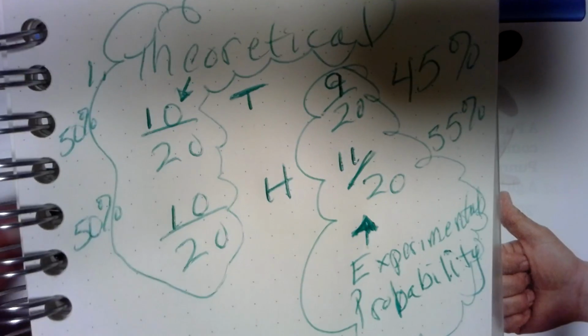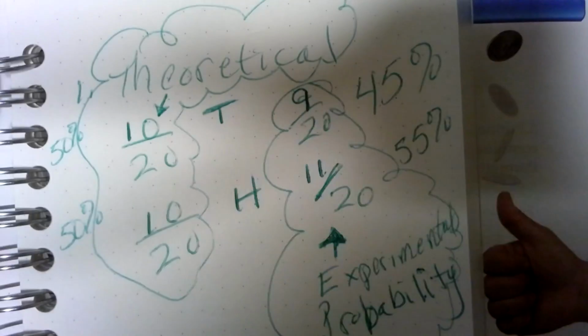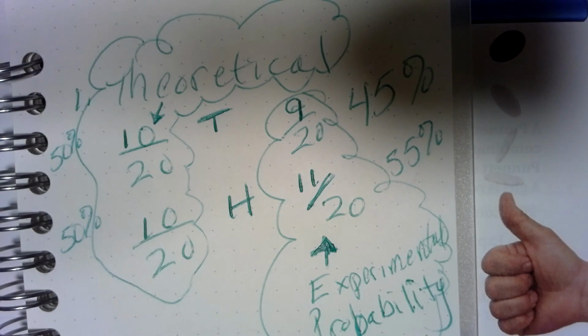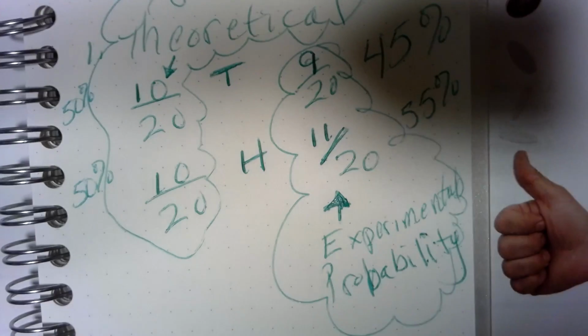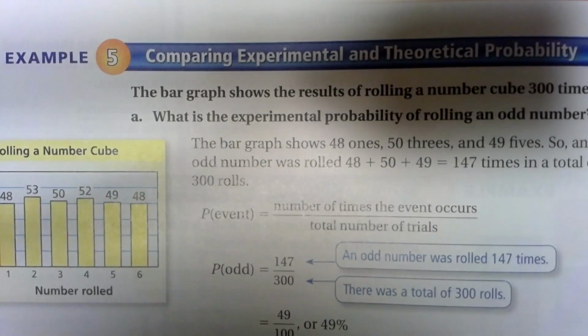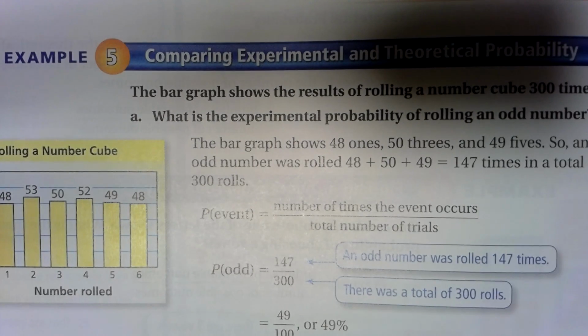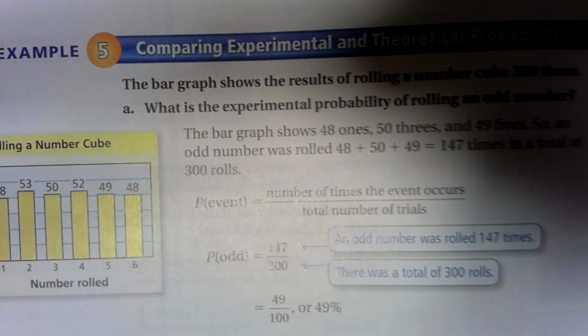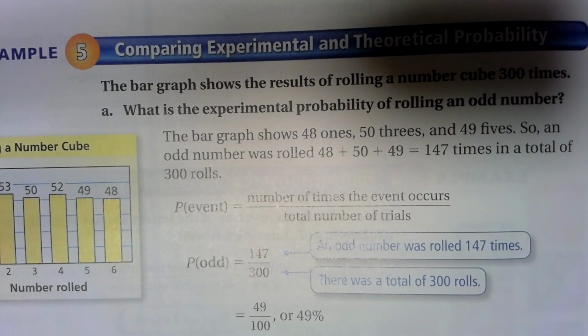All right, so I'm going to pause there. You go ahead and pause and make sure you have all that written down. And if you want to try the experiment again and see if you get close to your theoretical probability, you can. All right, the last thing I want to talk to you about is just comparing experimental and theoretical probability.